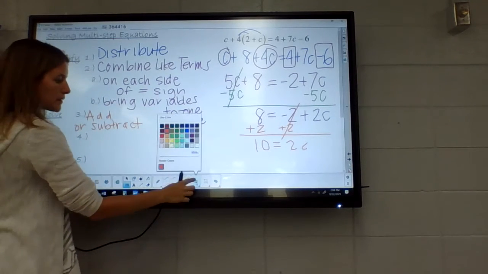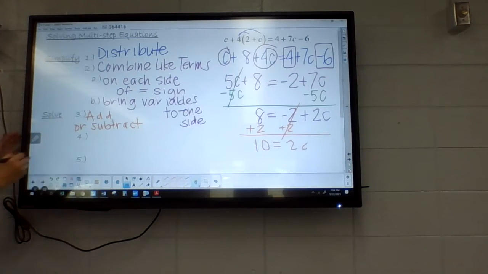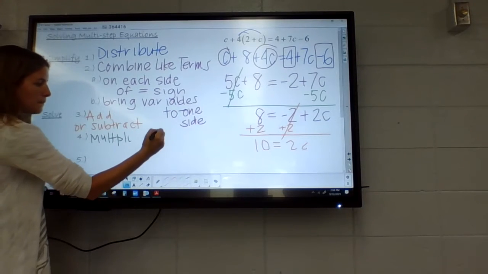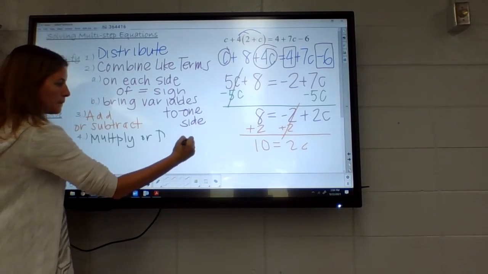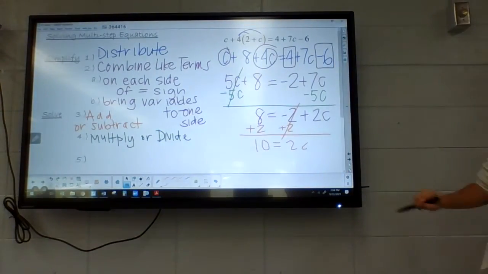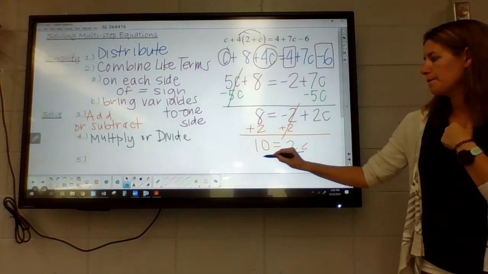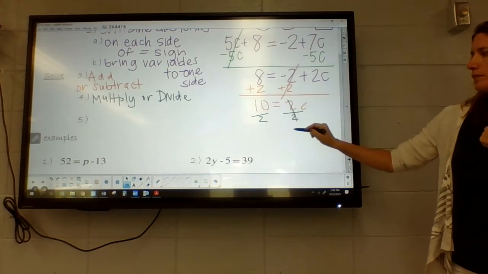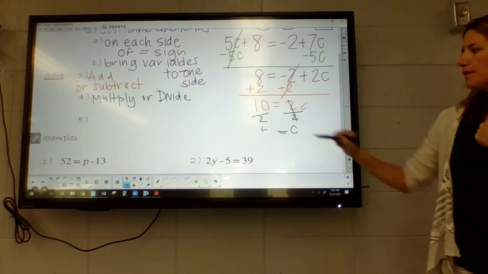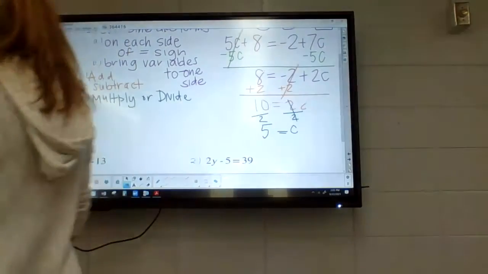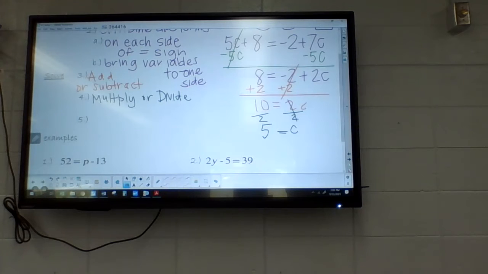And then our last couple of steps here: we're going to multiply or divide to get that C alone. So this is being multiplied to C, so instead I'm going to divide by 2. This is going to cancel. Just going to have C, and that's going to equal 5. Now, I don't like it written that way, so my last step is to flip it around, so write C equals 5.